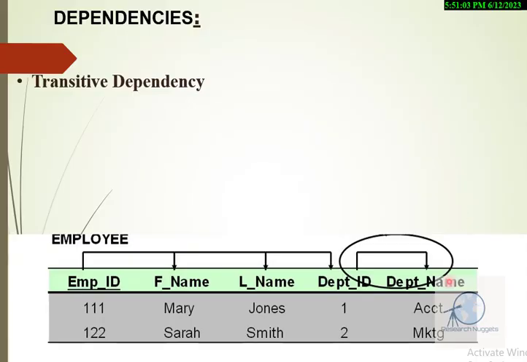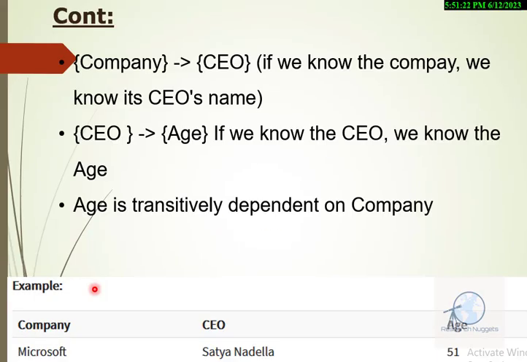We have another example here. The department name is dependent on the department ID. However, the employee ID, which is the primary key, is determining the rest of the fields. So we can say that the department name is transitively dependent on the employee ID.